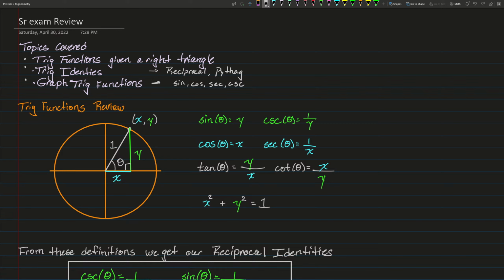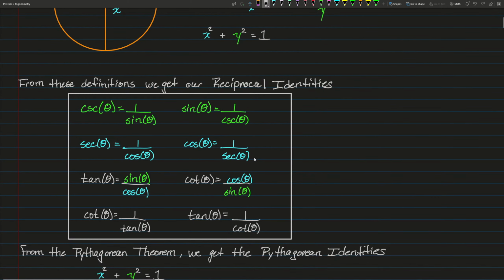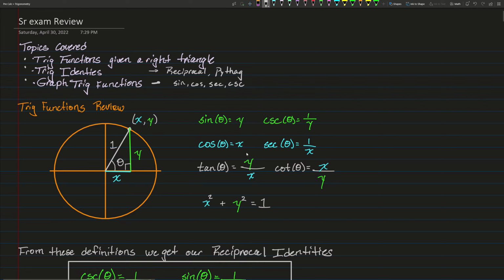So what's going to happen is I want to go through these notes, and then I'm going to go through a bunch of questions. If people are here, obviously ask questions, but then it'll just be up after this is done. So three things being covered on this exam: trig functions given a right triangle. This is just SOHCAHTOA. This is stuff that you did as juniors, possibly as sophomores.